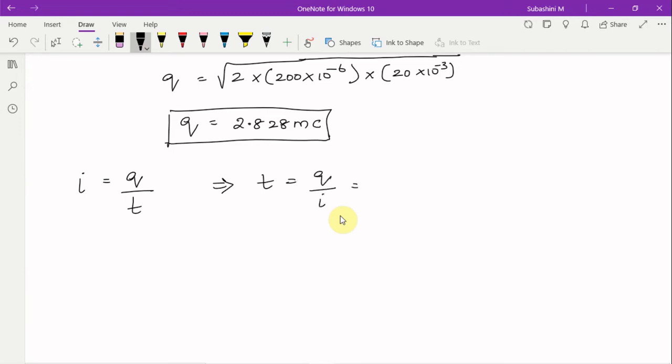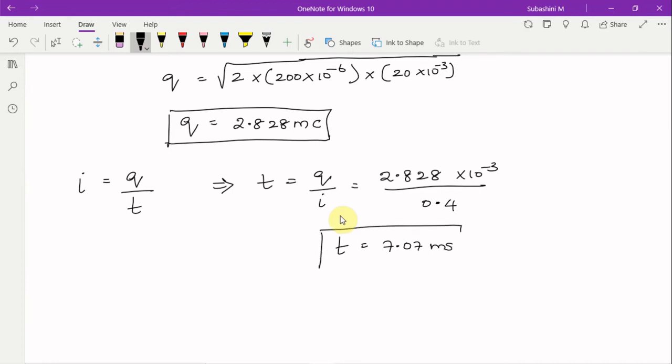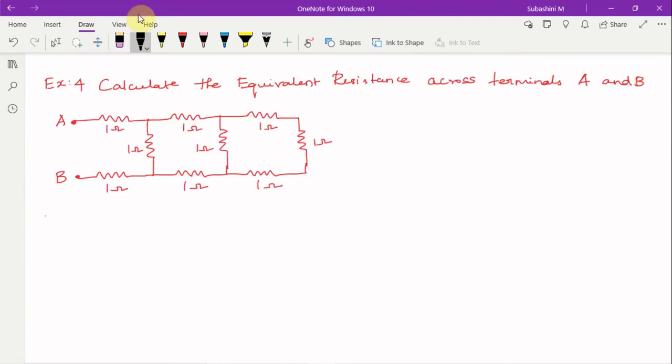So now we are going to put the charge value as 2.828 into 10 to the power minus 3, divided by the current value, which is given as 0.4 amps. By solving this, we will be getting the time as 7.07 milliseconds. So this is the time required to charge the capacitor of 200 microfarad to a value of 2.828 millicoulombs. So this is the fourth problem that we are going to solve now.